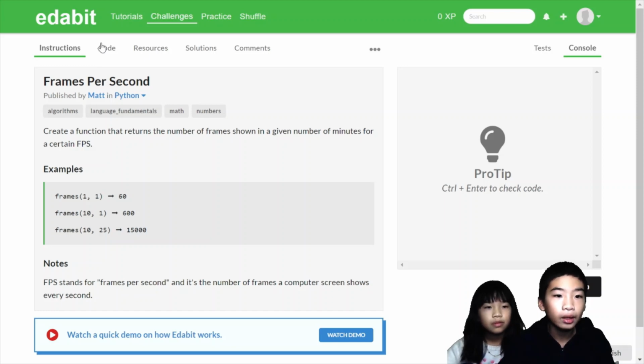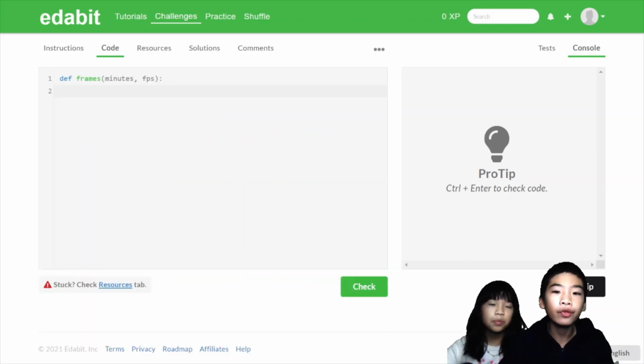First we have a function called frames with 2 variables, minutes and frames per second. First we're going to convert minutes to seconds, so we can easily multiply the frames per second times the number of seconds in this number of minutes. We're going to make a variable called seconds equals minutes times 60, because there are 60 seconds in 1 minute. Now we have the total number of seconds.